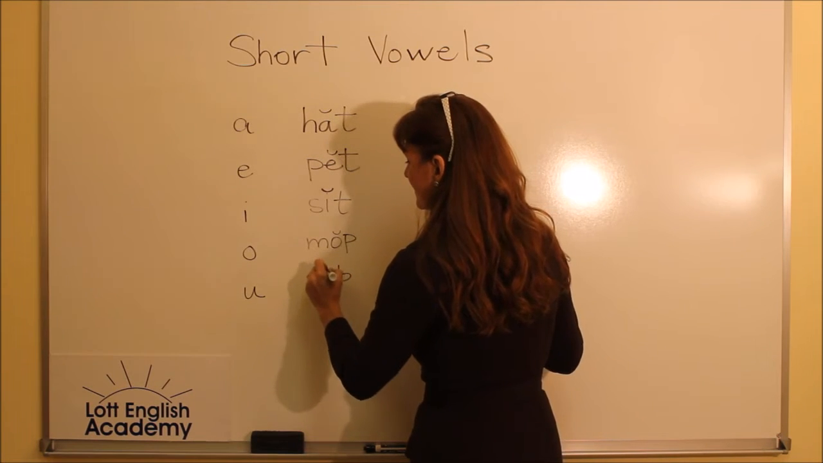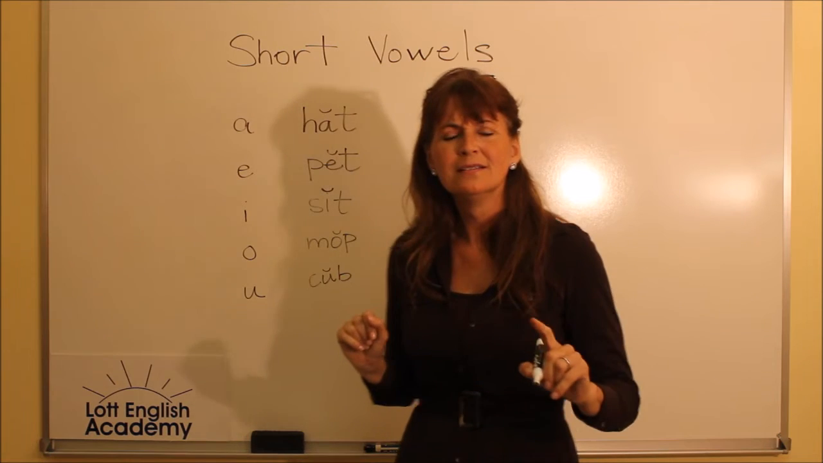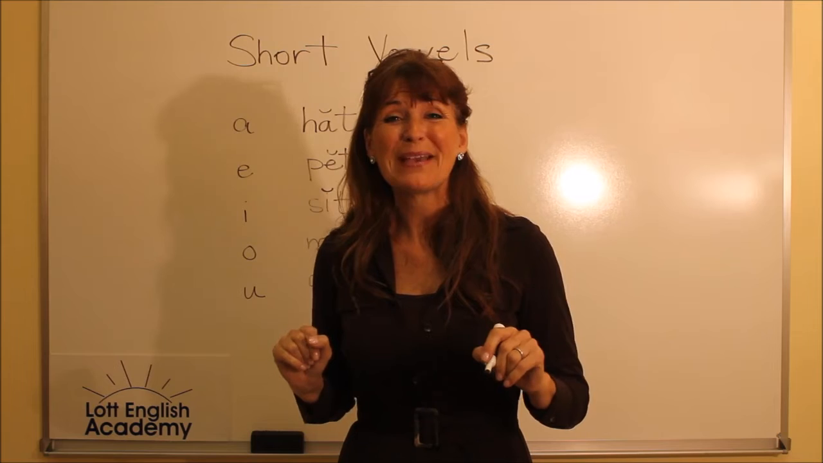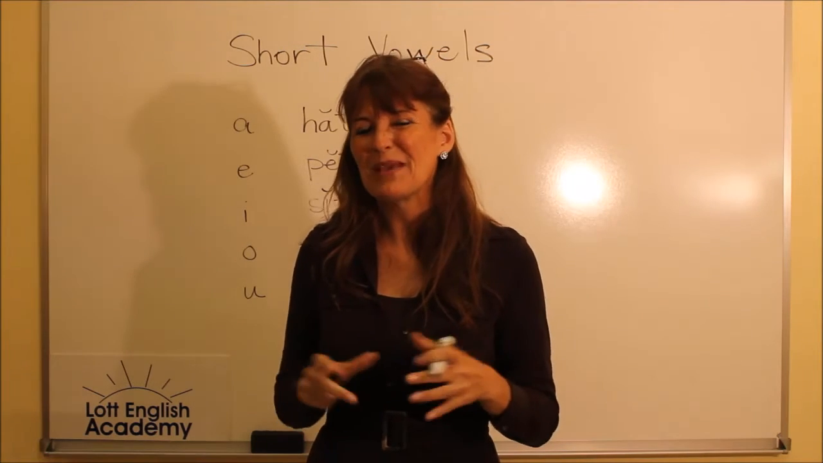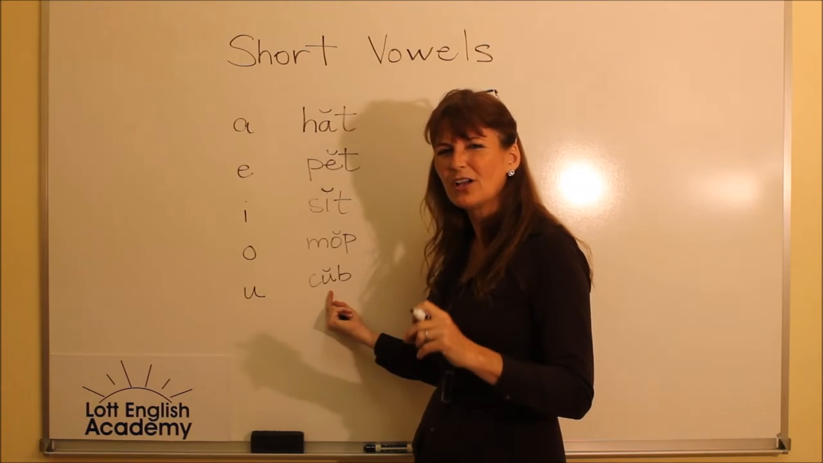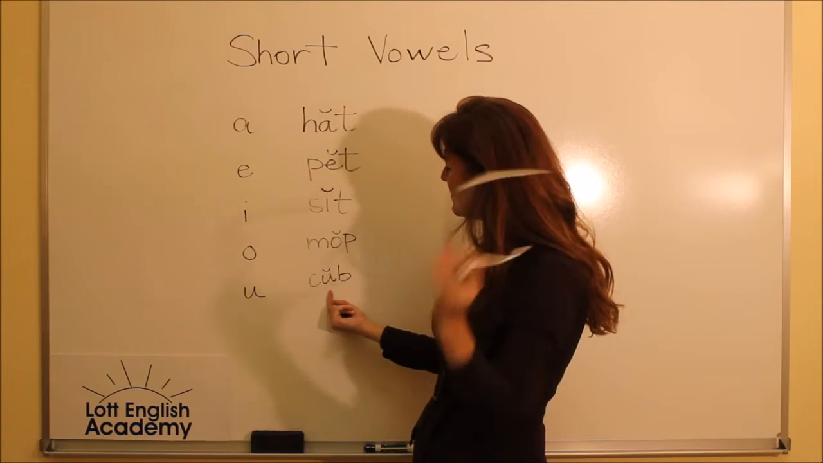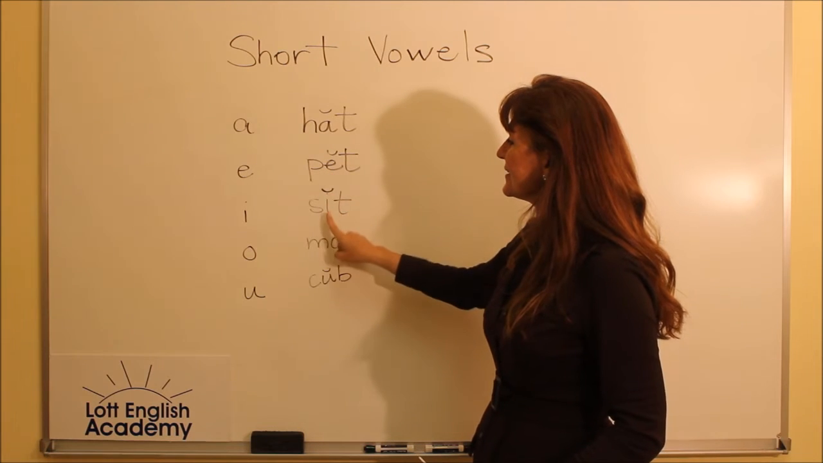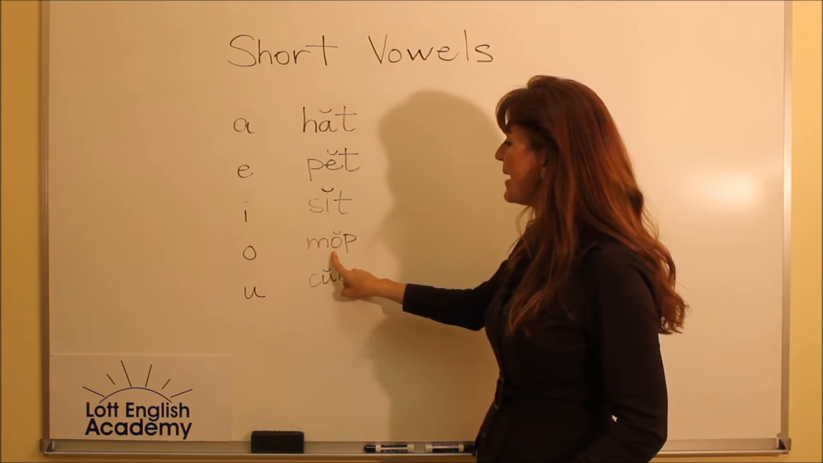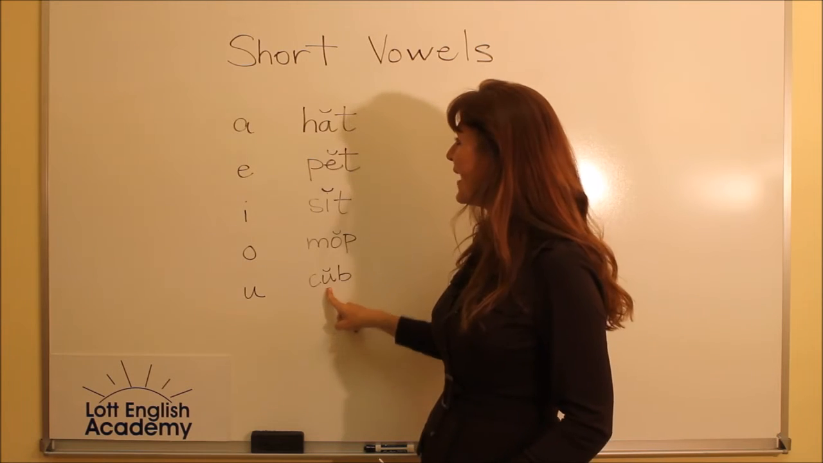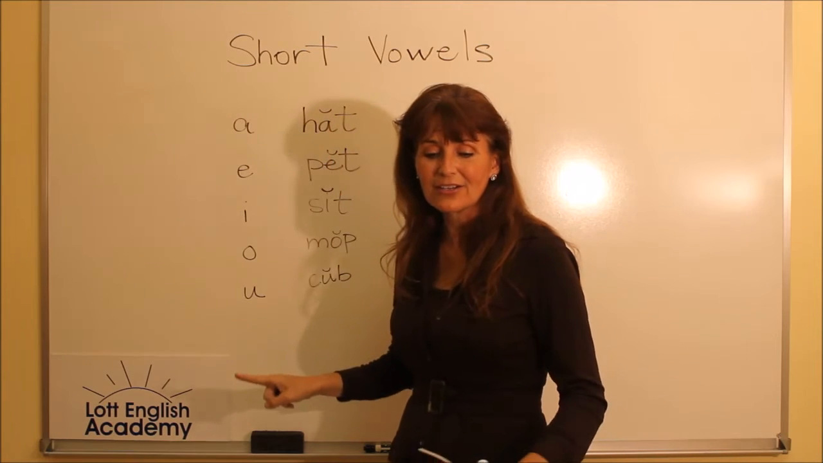Cub. What is a cub? Do you know? It's a baby bear, okay? A baby animal, baby bear is called a cub. Some other animals, when they're babies, are also called cubs too. So we've got here hat, pet, sit, mop, and cub. Those are the short vowel sounds in these letters.